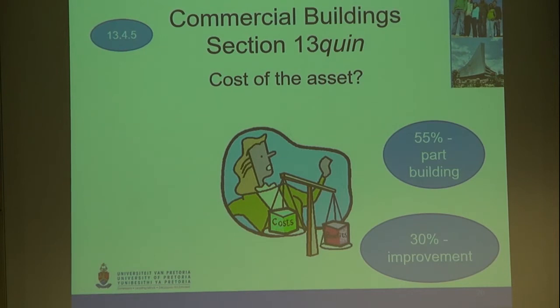The only thing that's funny with this section is the same thing that I taught you under 13.6. Again, just because we're trying to split this and pull out what is the building and what is the land. In 13 Quin, if you purchase a part of a building, you're going to multiply it by 55%. If you purchase an improvement, you're going to multiply it by 30%. Okay, again, just to pull out a portion of the land. So the same rule applies there.